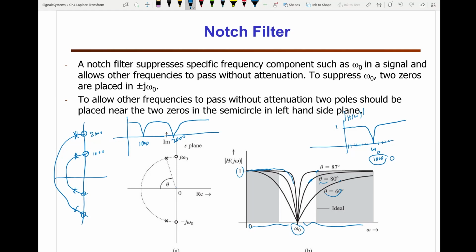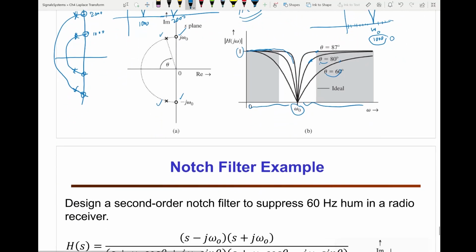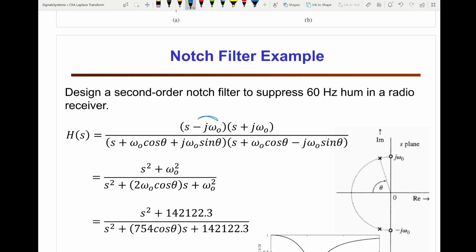So that's how to visualize it graphically. But how do I find H(s), so the engineer can build the system and use it? Not difficult. As long as you located the zeros and the poles, then H(s) is very simple to find. All you have to do is write s minus the first zero times s minus the second zero. You place the first zero at j omega 0 and the second zero at minus j omega 0. So you plug in for z1, j omega 0, and for z2, minus j omega 0.